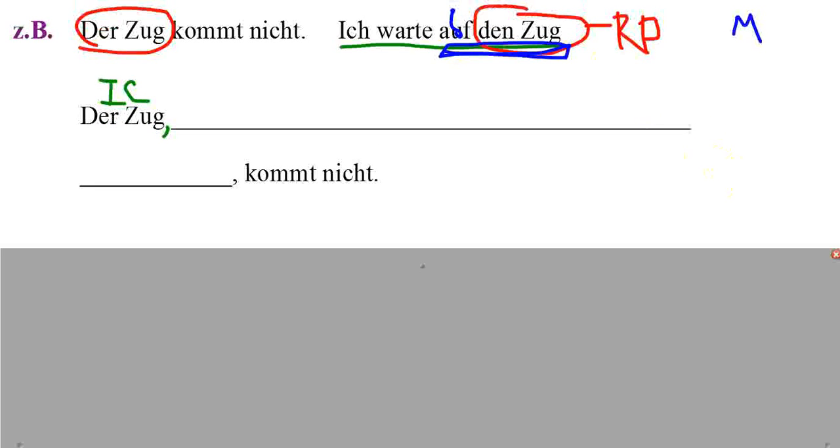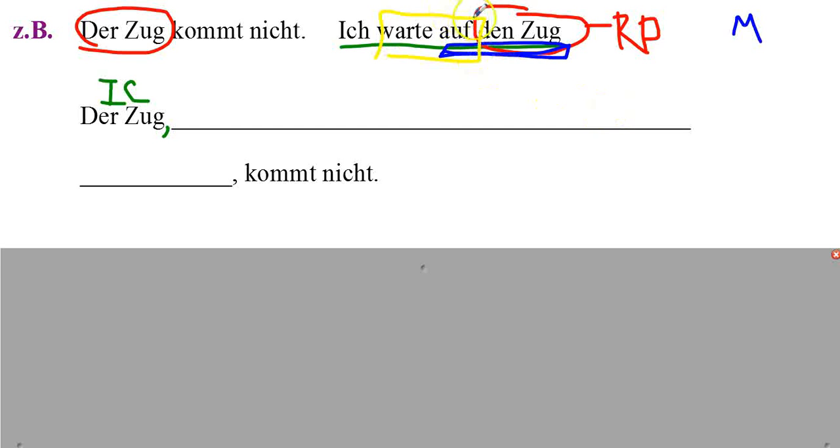If you recall, auf is a two-way preposition. So, is this accusative or dative? Well, tricky, tricky. Warten auf is a verb-preposition combo.